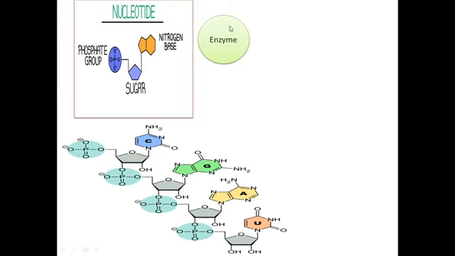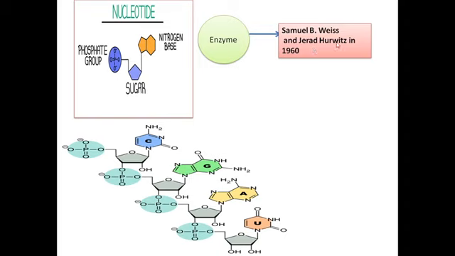So the search for this enzyme began, and it was Samuel B. Weiss and Gerard Hurwitz in 1960 who discovered an enzyme, and they said that it is DNA dependent RNA polymerase. Why DNA dependent RNA polymerase? Because this enzyme was able to catalyze the formation of RNA from DNA, taking the message from DNA, taking DNA as a template, so they named it DNA dependent RNA polymerase.